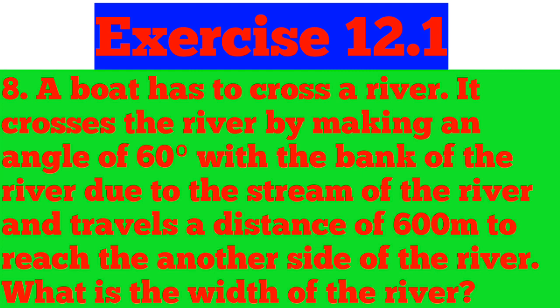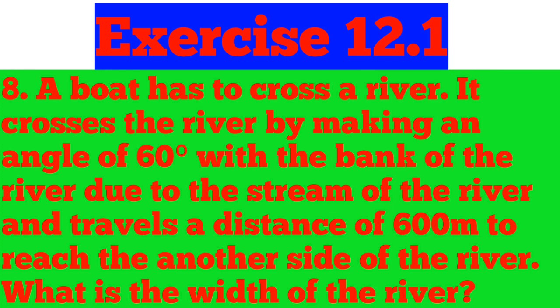A boat has to cross a river. It crosses the river by making an angle of 60 degrees with the bank of the river due to the streams of the river, and travels a distance of 600 meters to reach the other side of the river. What is the width of the river? To understand this question, let me tell you. A boat was to cross the river by making an angle of 60 degrees.